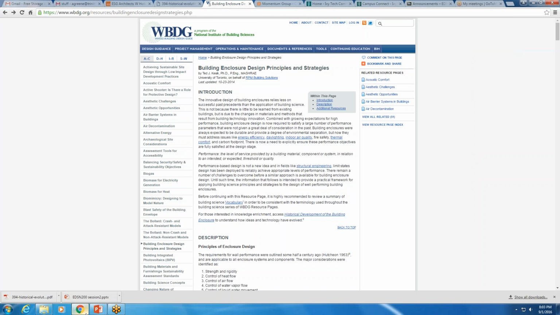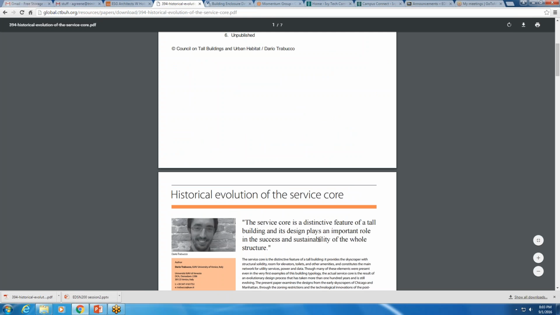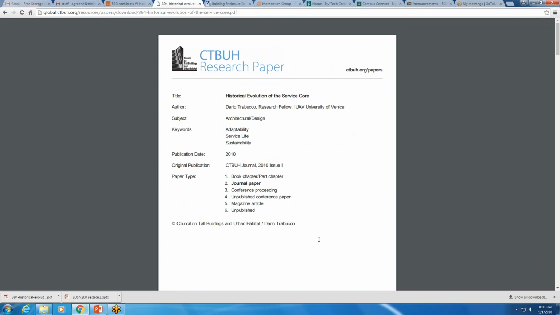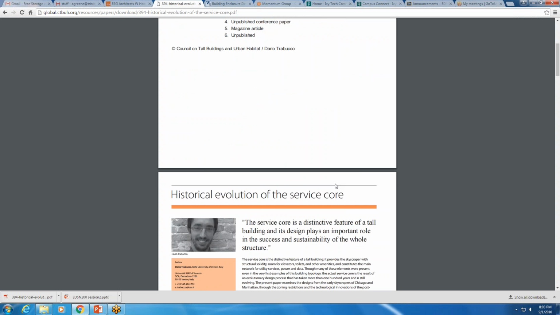and talk specifically about the historical evolution of the Service Core. Okay, so this was a great article that I found on the Council on Tall Buildings and Urban Habitat. It's a research paper, not by a student, by a practicing architect.